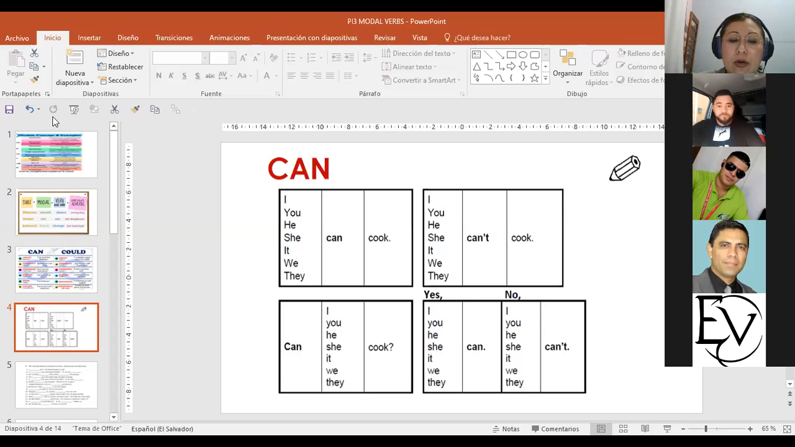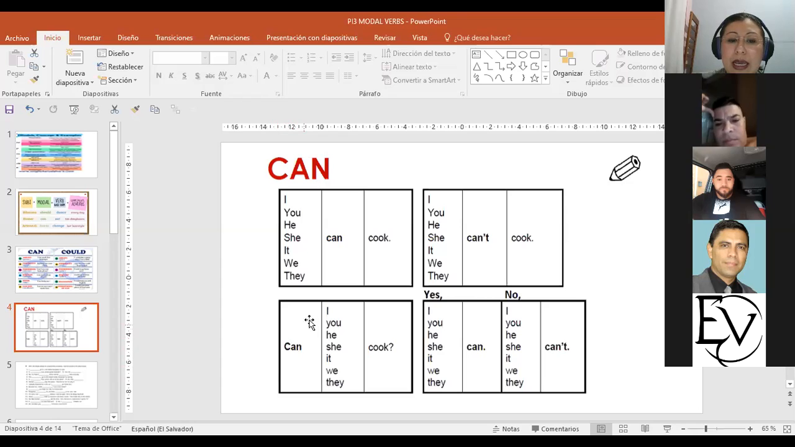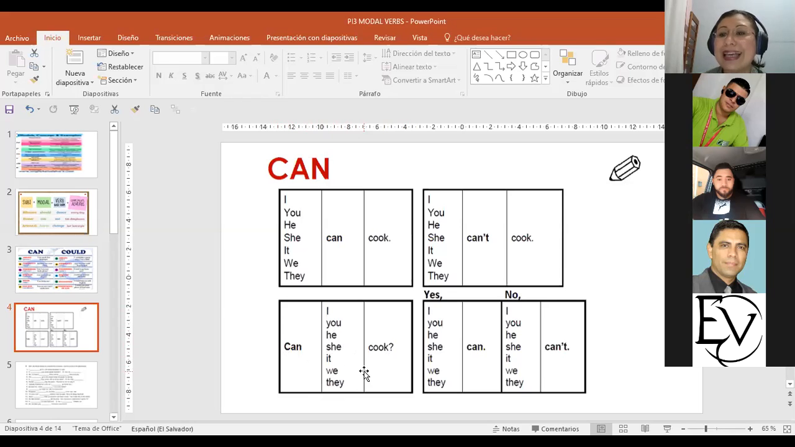In order to make questions, you move the auxiliary or the modal to the beginning of the sentence, and then you say, can I cook? Can you cook? Can he cook? Can she cook? Can it cook? Can we cook? Can they cook? And you, of course, can provide affirmative sentences in short answers, yes, I can. Or you can say, no, I can't. And you make the emphasis in the negative, okay?